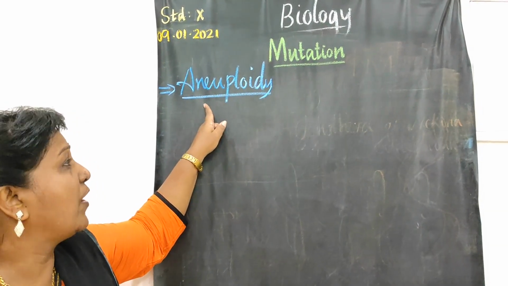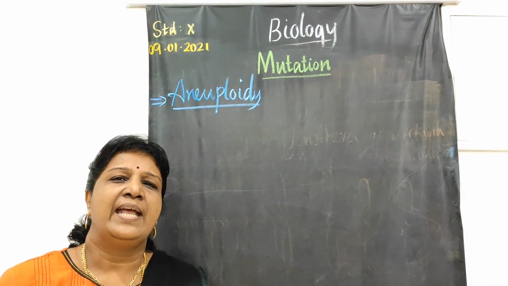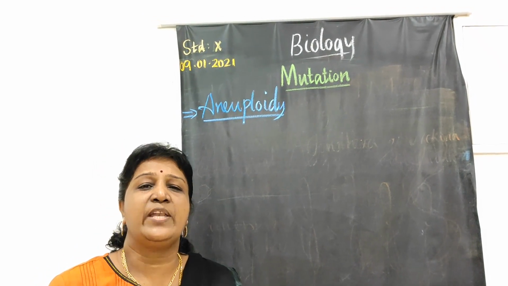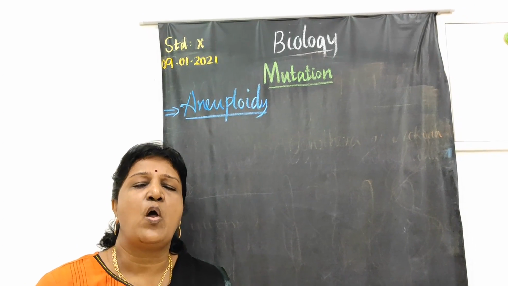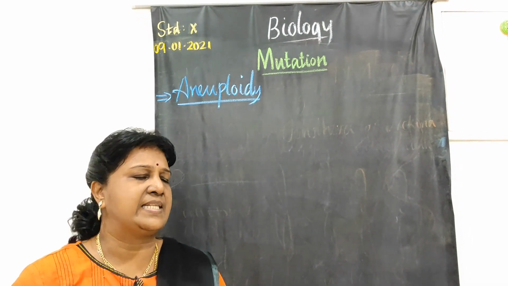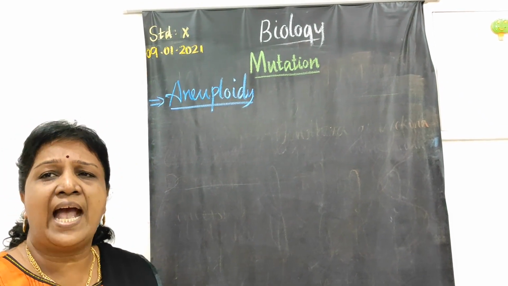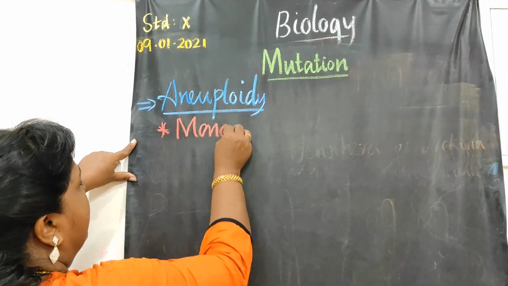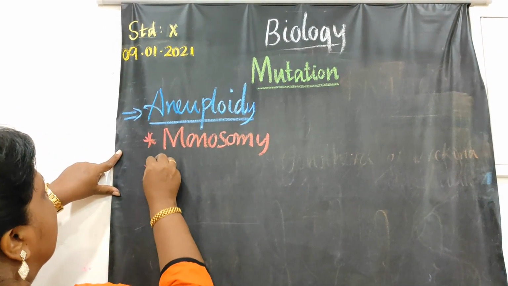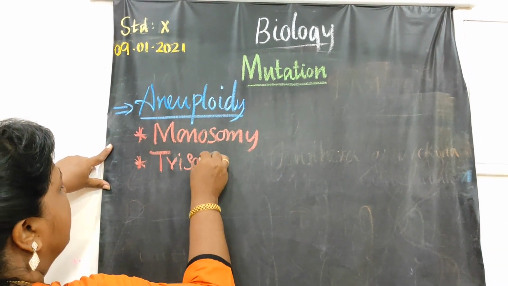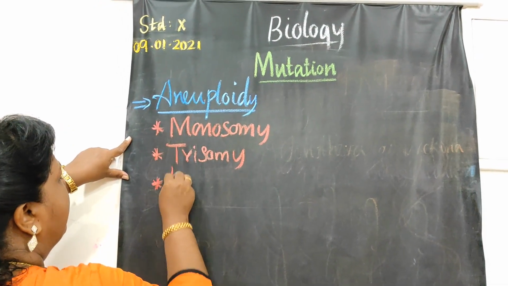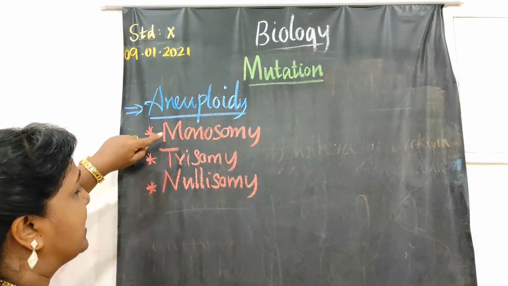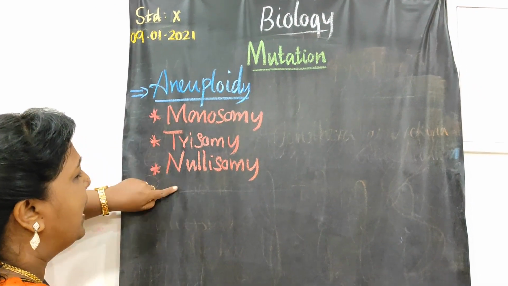Next one is aneuploidy. In aneuploidy, it's the loss or gain of one or more chromosomes in a set. And it's of 3 types. They are monosomy, trisomy, and nullisomy.